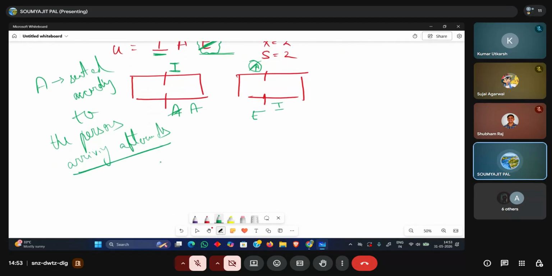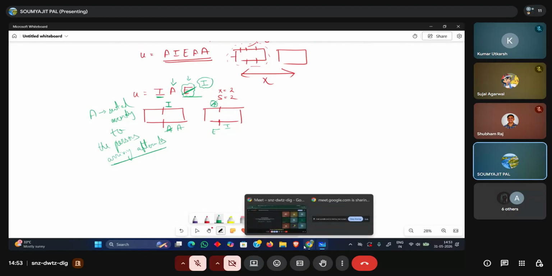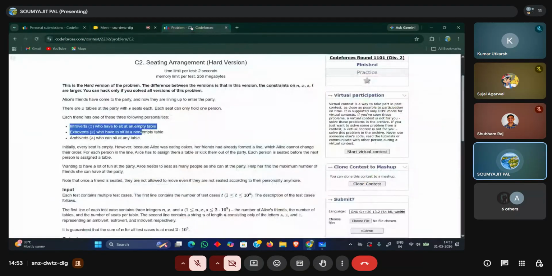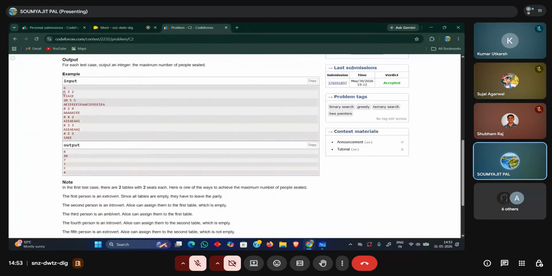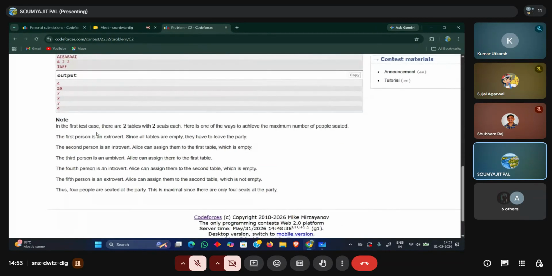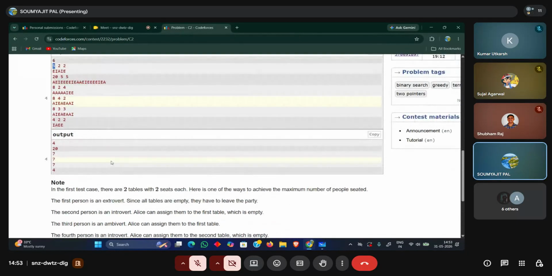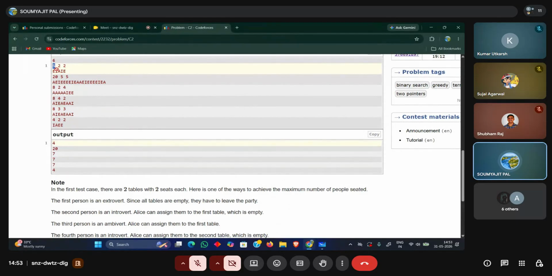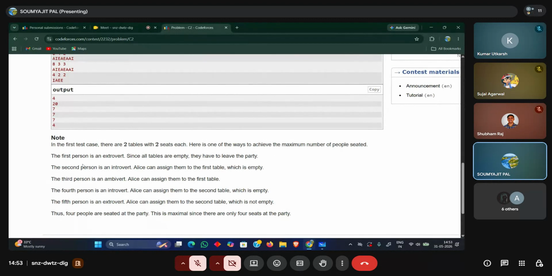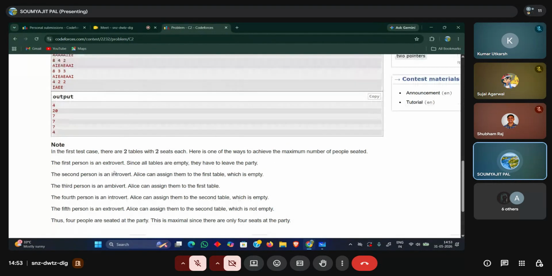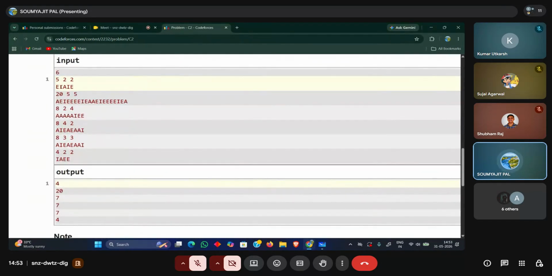Another thing is that you may wonder, I think I should discuss a sample test case. Like for this, for example, EAIA. So you can see here, I think the answer is 4, and the total number of persons is 5. So one person is not seated. The first person is an extrovert, they have to leave the party. Second person is an introvert. So the extrovert has no choice to sit in that party.